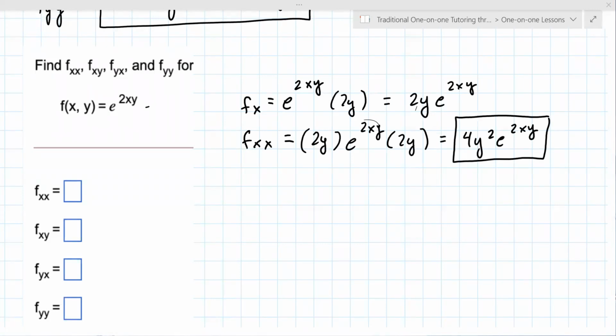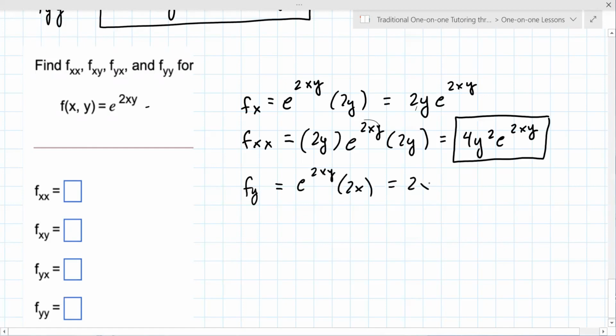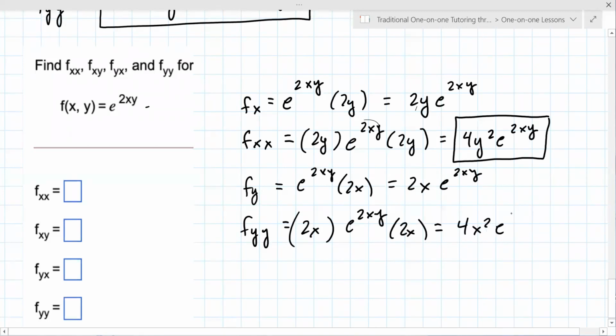So then if you're solving for y, fyy is going to look really similar. Would it just be the same thing but with x instead? Yes. So fyy becomes the same thing. It becomes 2x e to the 2xy, which is 4x squared e to the 2xy.